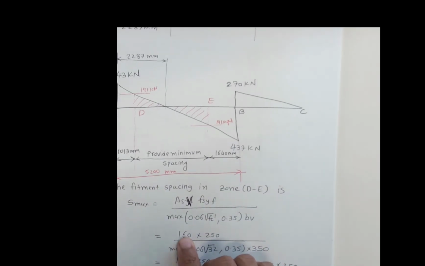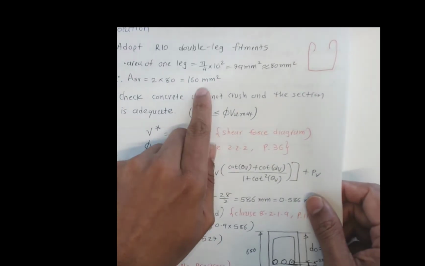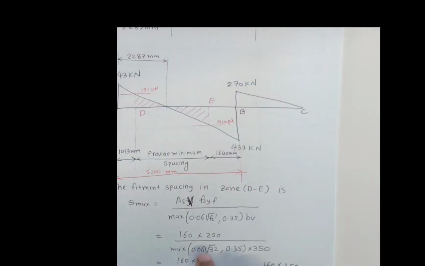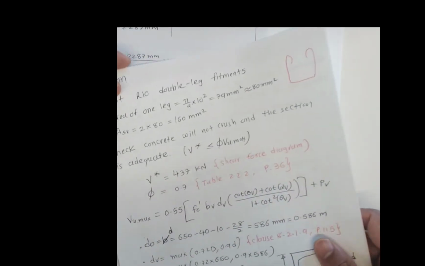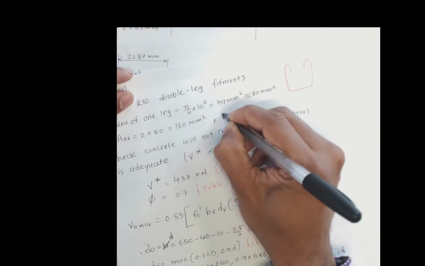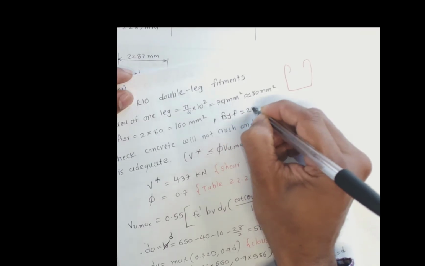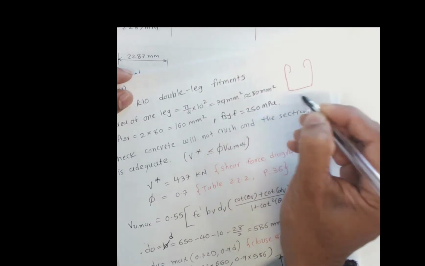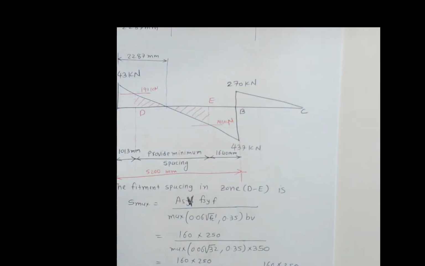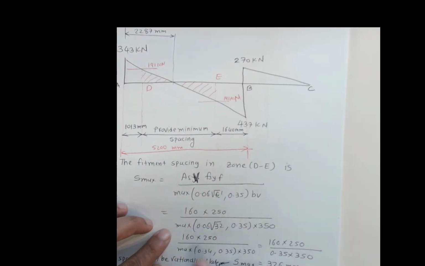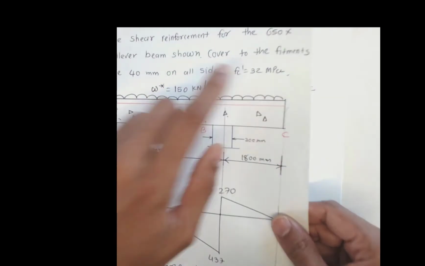Now ASV we calculated in the last video, that ASV is 160 millimeter squared. So we substitute 160. Yield strength of the fitment, we can assume here as well, FSY.F is 250 megapascals. That's the yield strength of the fitment. So we substitute 250, and the maximum of 0.06. Concrete strength is given in the question, 32 megapascals.